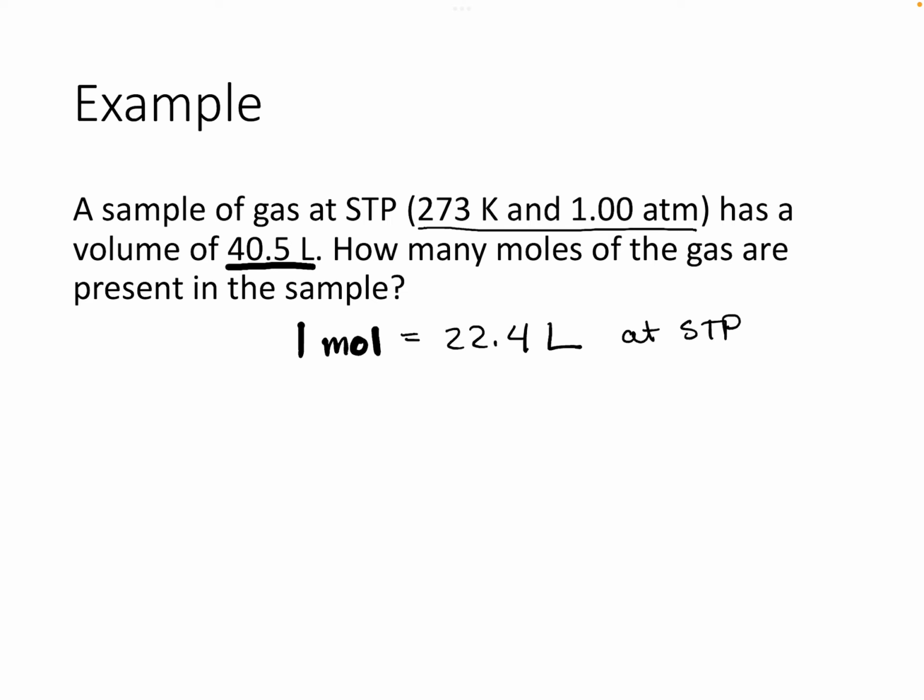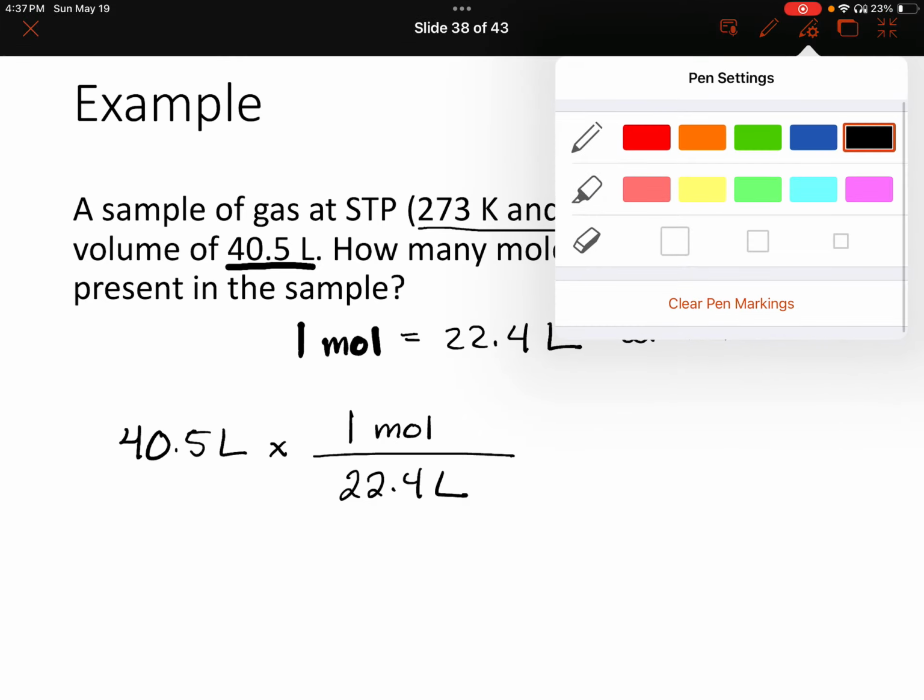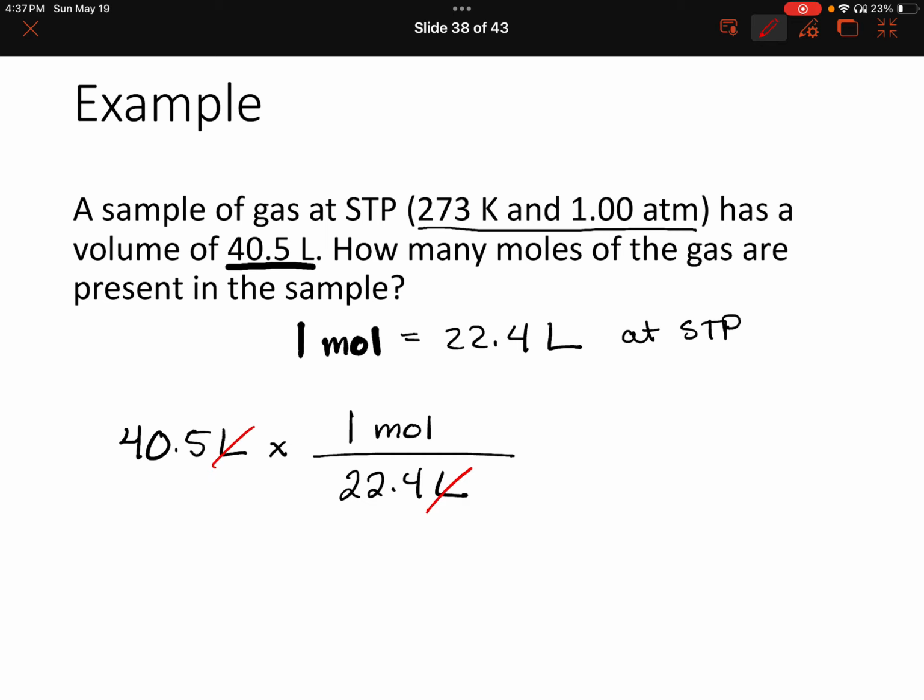So let's start with what we're given, which is 40.5 liters, and then we'll multiply that by 1 mole and divide it by 22.4 liters. So again, we just use that equality as a conversion factor. So in our calculation, liters will cancel and we're left with moles. So all we have to do is divide 40.5 by 22.4. And that will give us, let's see, 1.8 moles of gas.